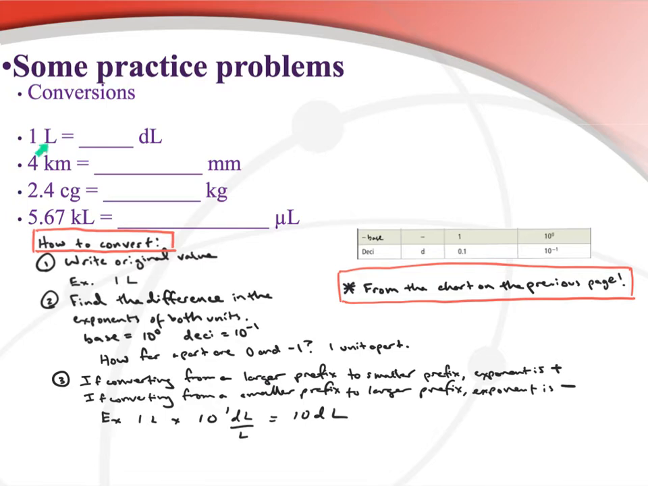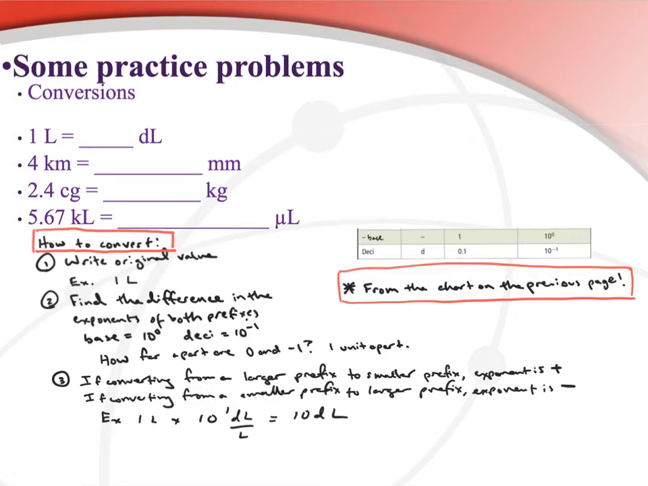So this problem is wanting us to convert 1 liter into some number of deciliters. Okay. So how do we do this? Well, the first thing you would do is you would just write out your original value. So our original value here is 1 liter. Okay, so we just write that out. The second thing we need to do is find the difference in the exponents of both units. Okay, it should say of both prefixes. All right, we'll go ahead and change that here. So it should say of both prefixes. Go ahead and make sure that's clear for us. And I would definitely make sure you've got these rules written down as well.